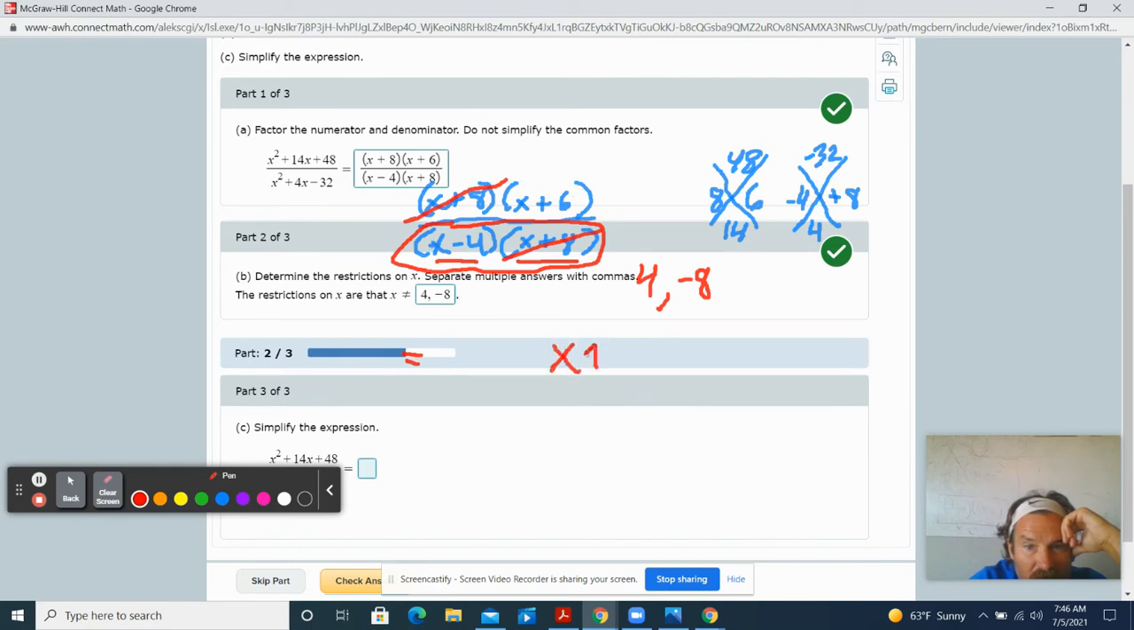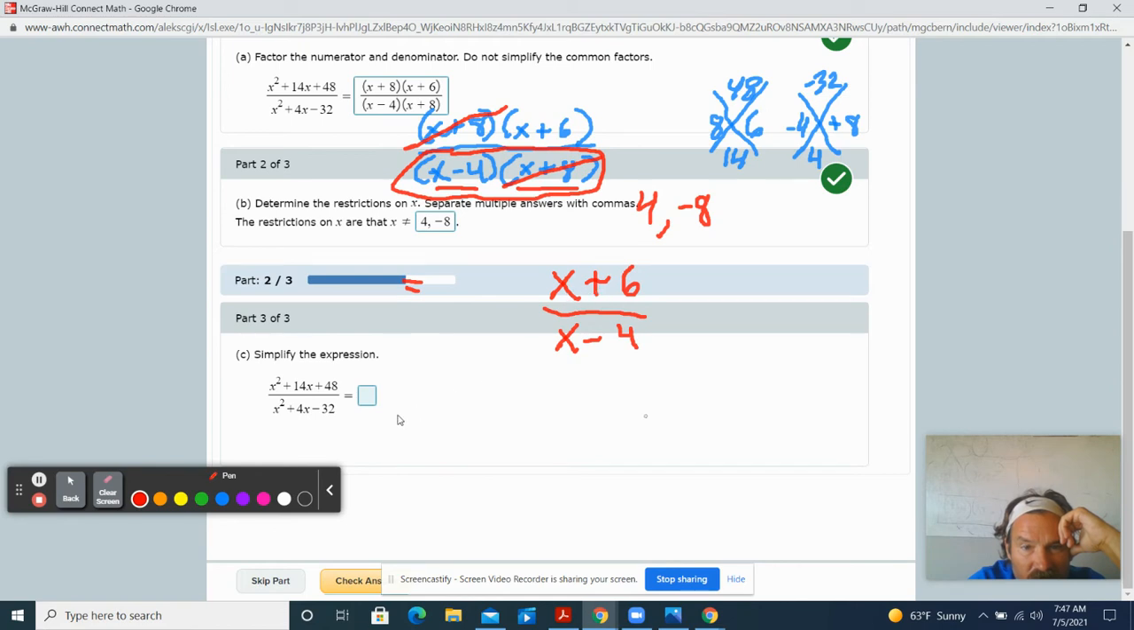Now, do not get overly excited about canceling. Some people get a little bit excited and they start canceling everything that they see that's the same. This x plus 8 is exactly the same as this x plus 8, so they cancel. This x is the same as this x, but it's attached to the 6. So these x's cannot be canceled because this is an addition problem, not a multiplication problem. This is a subtraction problem, not a multiplication problem. The only time we could cancel is if we have a multiplication problem. So this is actually our simplified answer.